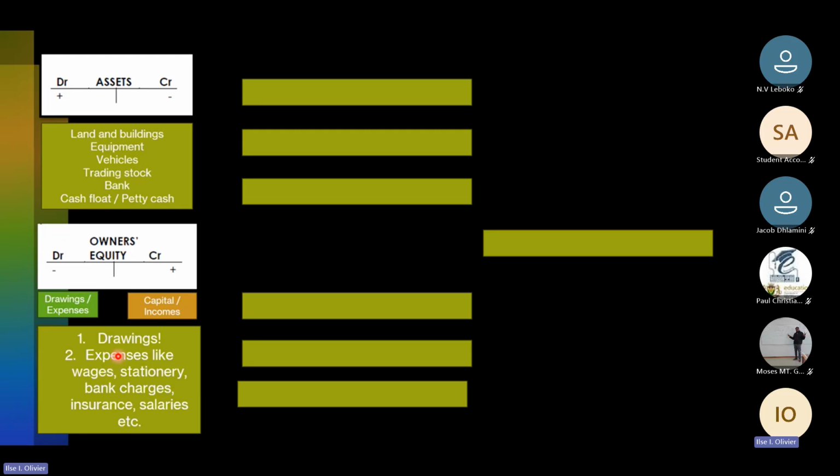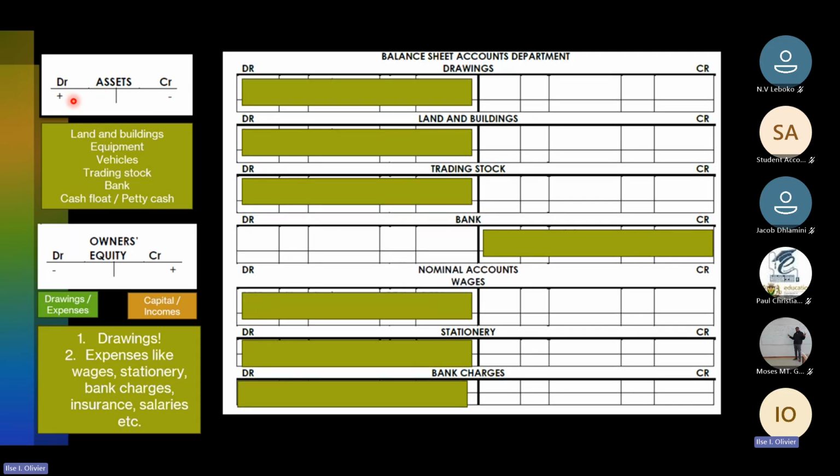We can pay drawings, or we can pay for expenses that will be debited, or we will buy equipment that will also be debited. Right, so if we look at how we will post, we will start with the bank account. The bank account is our most important account.